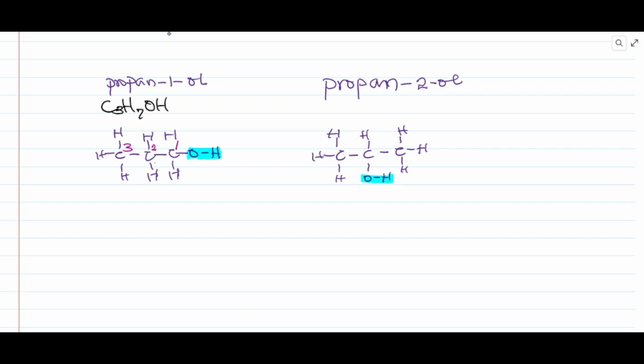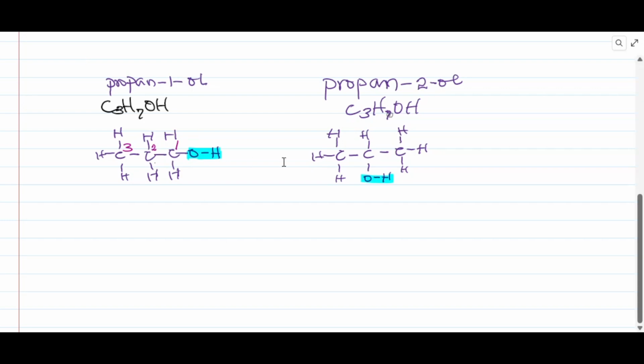But if I want to write the molecular formula, I will still write C3H7OH. So they have the same molecular formula, but different structural arrangement. They are structural isomers. Propan-1-ol and propan-2-ol.